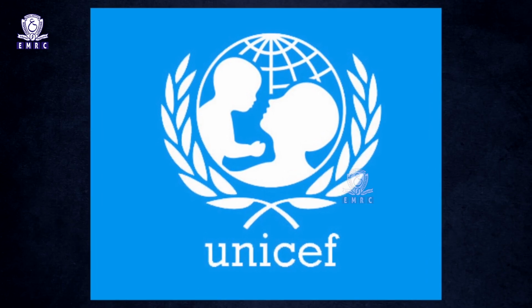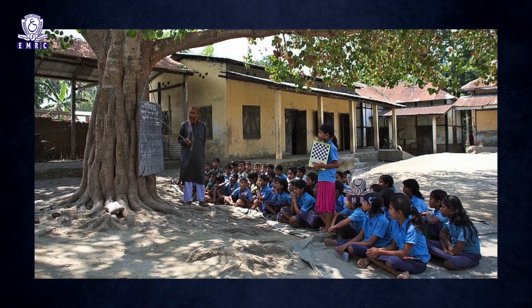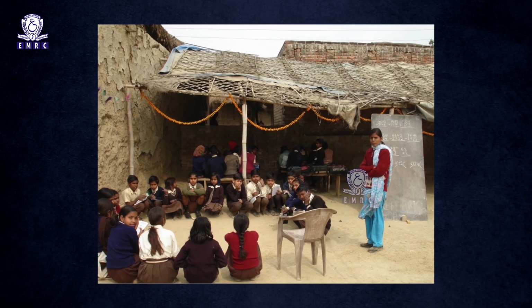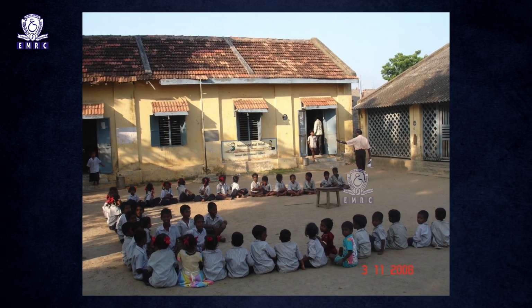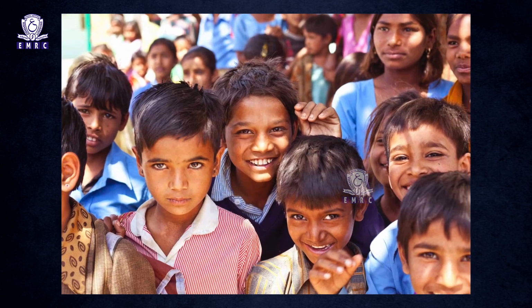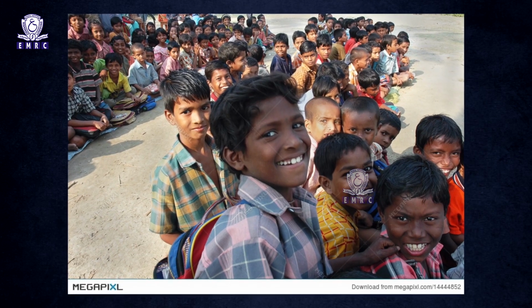UNICEF, however, points out that India faces major shortages of schools, classrooms and teachers, particularly in rural areas where 90% of child labor problem is observed. About 1 in 5 primary schools have just one teacher to teach students across all grades.